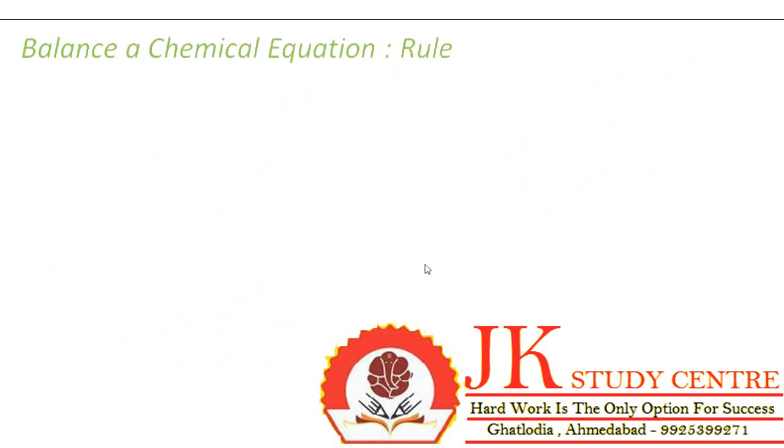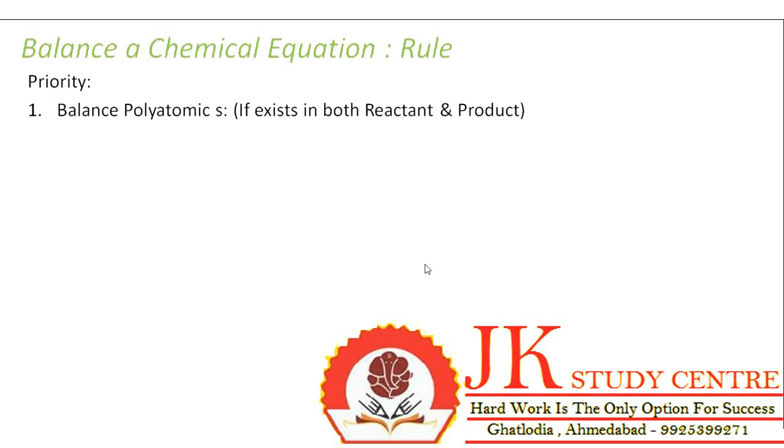Chemical equation. So how should we balance an unbalanced chemical equation? So here is the rule, priority wise. First, balance polyatomic things, right? If they exist. For example, SO4, OH, NO3. These are all polyatomic things. If it exists, and it should exist in both reactant and product. We'll take some examples to explain that.